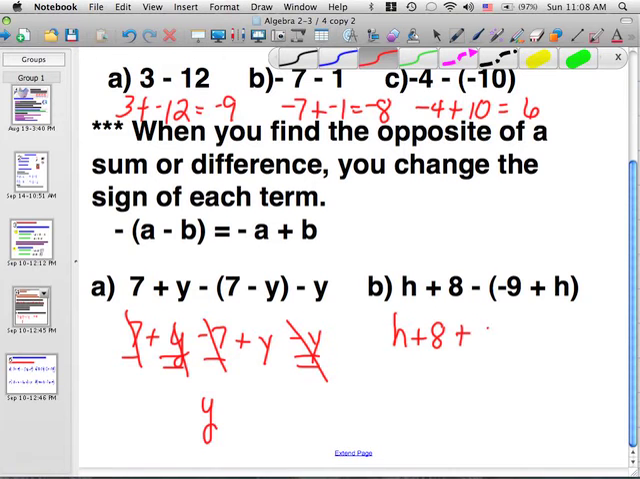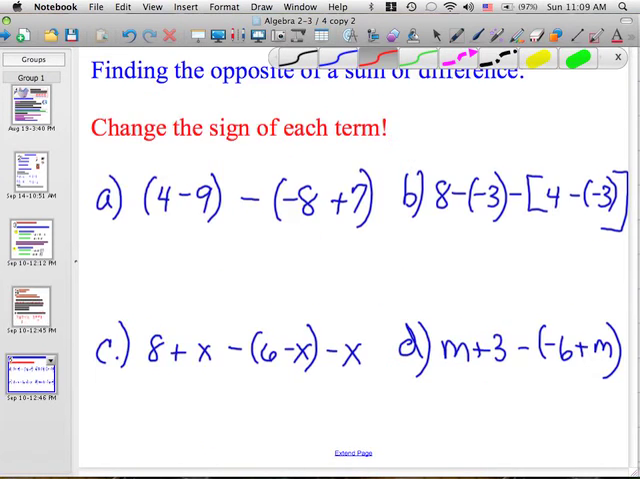In the second example, bring down the h, the plus and the 8, take the opposite of everything inside the parentheses, so it'd be the opposite of -9 would be +9, and the opposite of +h would be -h. Collecting like terms, h's are opposite, so they would drop out, making 0, and 8 plus 9 is 17.